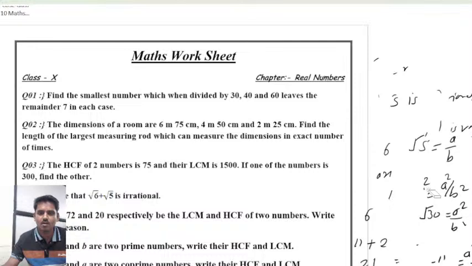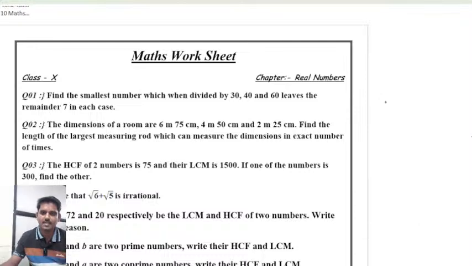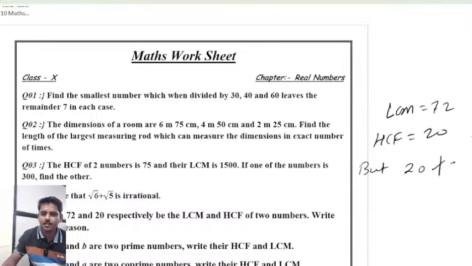I will repeat it once again. We know that HCF is always a divisor of LCM, but here LCM is 72 and HCF is 20, and 20 does not divide 72, so this situation is not possible. We cannot have LCM 72 and HCF equal to 20 for any pair of numbers.